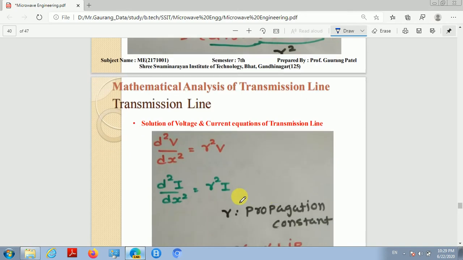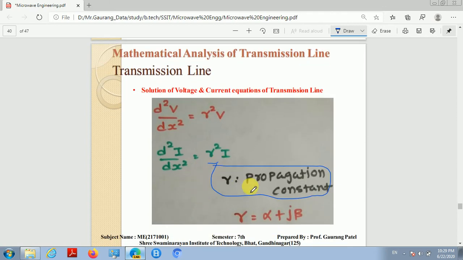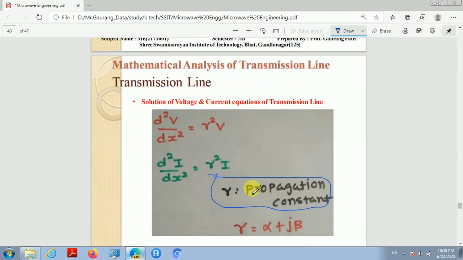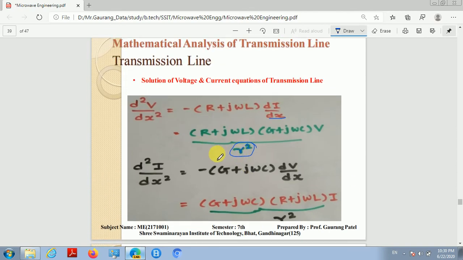Okay, and now what is gamma? Gamma is basically the propagation constant. Okay, and this value of gamma depends on which parameters? It depends on the line parameters R, L, G and C and frequency omega. What is omega? Omega is the, sorry, angular frequency of the input signal applied. So omega is the angular frequency of the applied input signal.